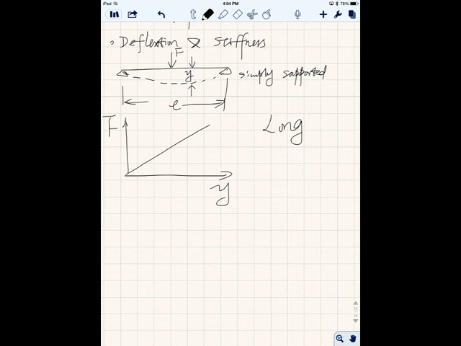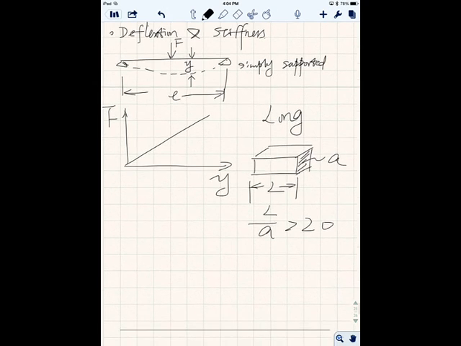Now, sometimes you may ask me, hey, how do you define long, right? We're not liberal arts. We're engineers. We like numbers, right? So long means L divided by A is bigger than 20. So it tells you when you have a beam, the length divided by the cross-sectional area is more than 20, then you can call it a long beam, okay? If it's less than that, then we call it a short beam, okay? All right.